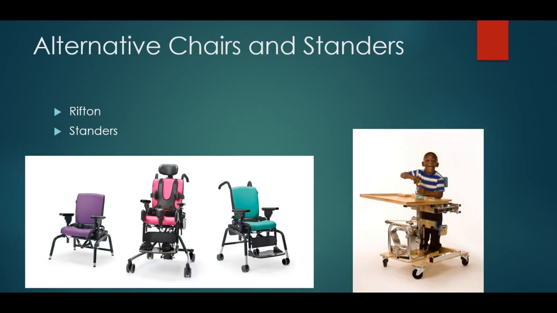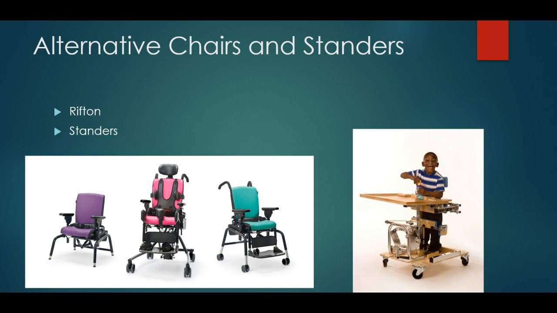Now, some alternative chairs: you may have heard of a Rifton chair. Depending on your school, you might have some really old wooden Rifton chairs, but you can see these are updated Rifton chairs with cushions and supports. They have seat belts on them to keep a child from sliding. They have arm support in case a child needs that. Many times when you have arm support, you can also slide a tray onto the chair.